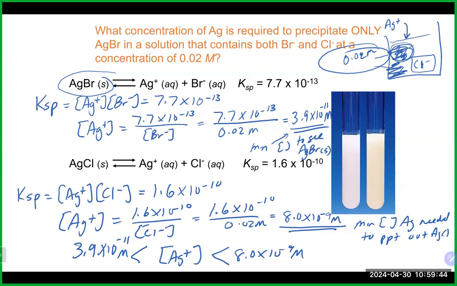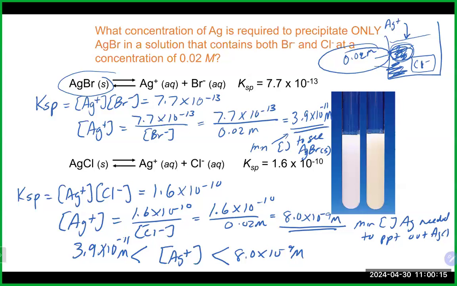You could keep increasing the amount of silver if you wanted to, as long as you keep it less than 8 times 10 to the minus 9. And at some point, if you keep adding silver, you should hopefully stop seeing any solid come out. And at that point, you should probably be fairly confident that you precipitated out all the bromide. At that point, if you wanted to, you then could take your silver concentration and get it to 8 times 10 to the minus 9, and you once again should start to see some white solid come out.